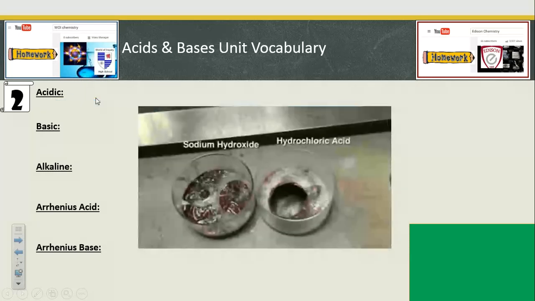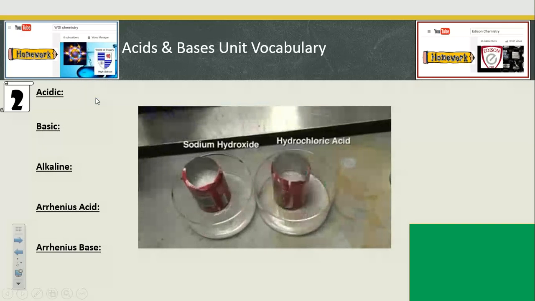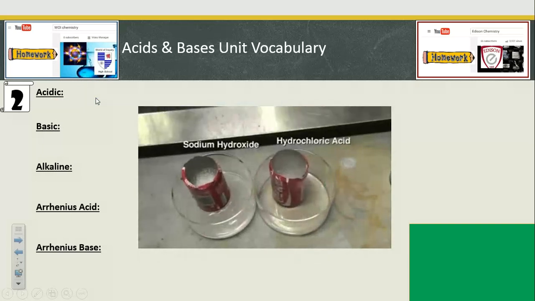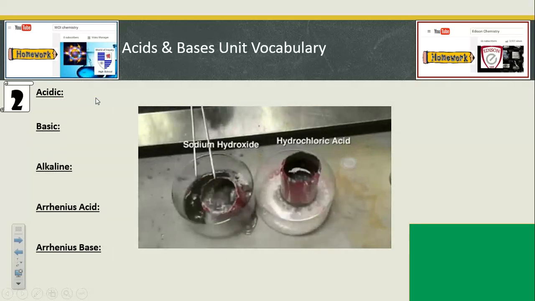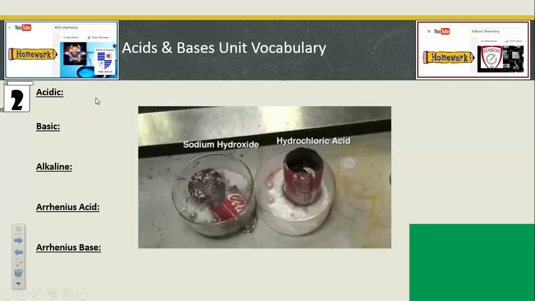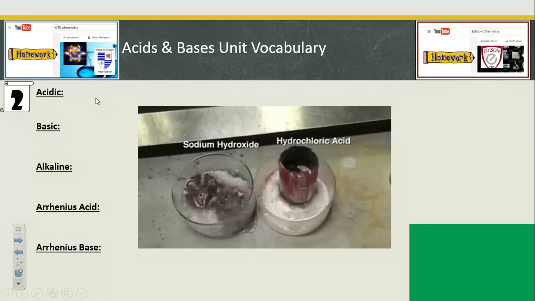The opposite of acids are bases. Sodium hydroxide is a base. Hydrochloric acid is an acid, obviously. They both react with metals, some more vigorously than others, as you can see in this particular video.